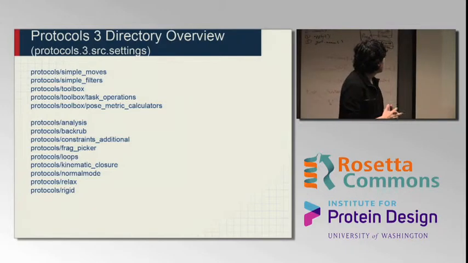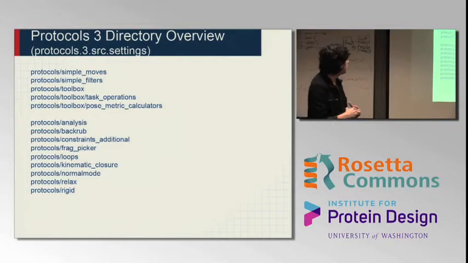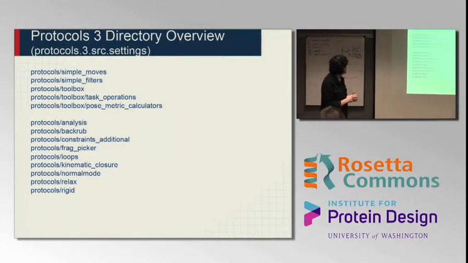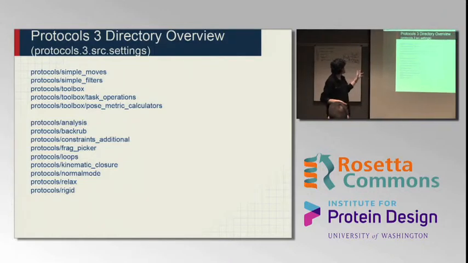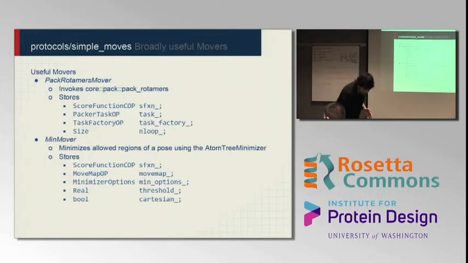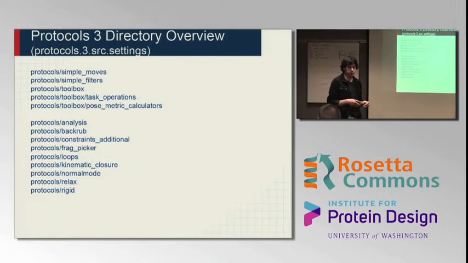And so if we look into Protocols 3, to do this the only thing you need to do is go to source and take a look at the Protocols 3 source settings, which is the file that says which things are going to be compiled. And over there, you're going to find things called simple moves, simple filters, toolbox, analysis, constraints, loops, kinematic closure, normal mode, etc. And if you think a little bit about this, you can understand how these protocols happen.